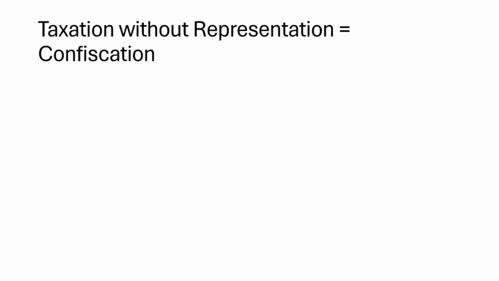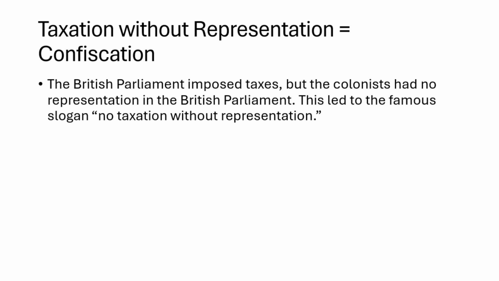Americans of the time realized that this meant that Parliament could pass any laws it liked, including taking away property or any of the colonists' rights. They realized they had to take a stand for their rights and fight for independence.